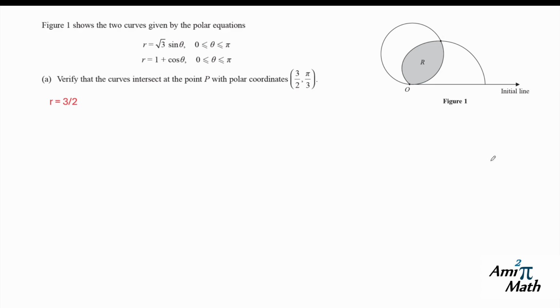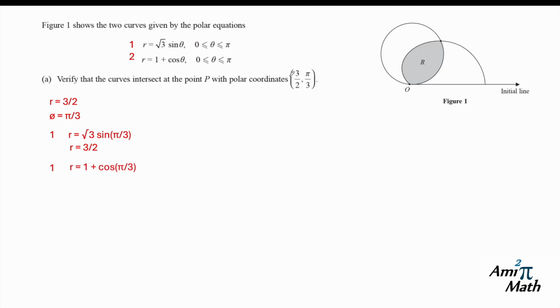So the first thing that we need to do is, we know that our r from this is 3 over 2, and we're going to put this theta value back into each of these equations to verify that the r will equal 3 over 2. So this is our first equation, and that is our second equation. I'm going to start off with our first equation, which is r equals root 3 sine pi over 3, because we're putting this pi over 3 into the theta, and that will give us r equals 3 over 2, which matches.